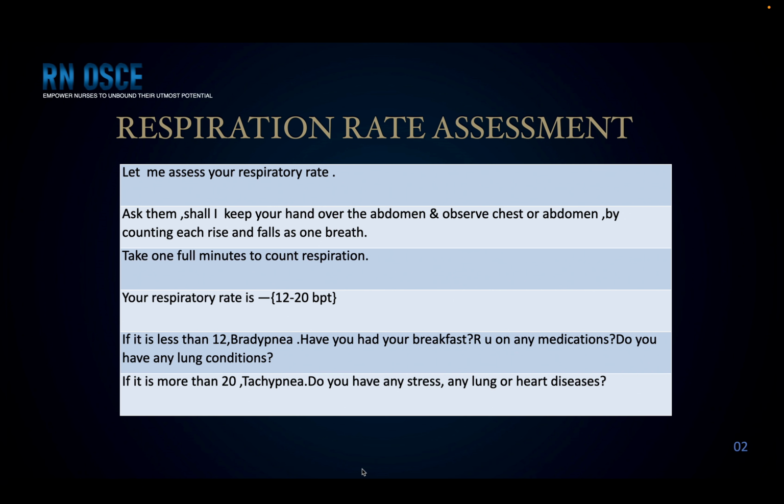If it is less than 12, we call it bradypnea. Then you can ask, have you had any breakfast? Are you on any medication? Do you have any lung conditions? If it is more than 20, again you have to initiate a therapeutic conversation like, do you have any stress? Or do you have any heart disease or any lung conditions? Okay, that way you have to continue your conversation while assessing the vitals.